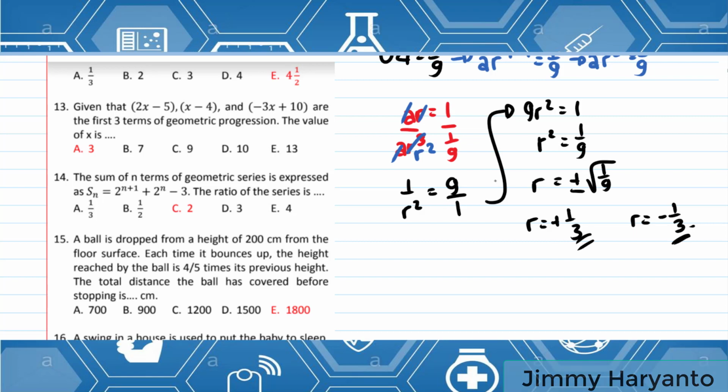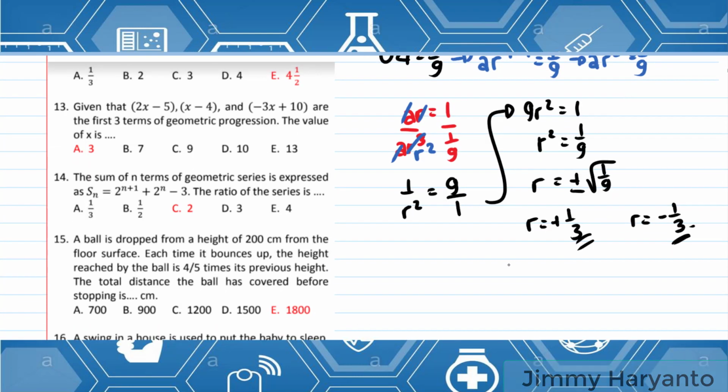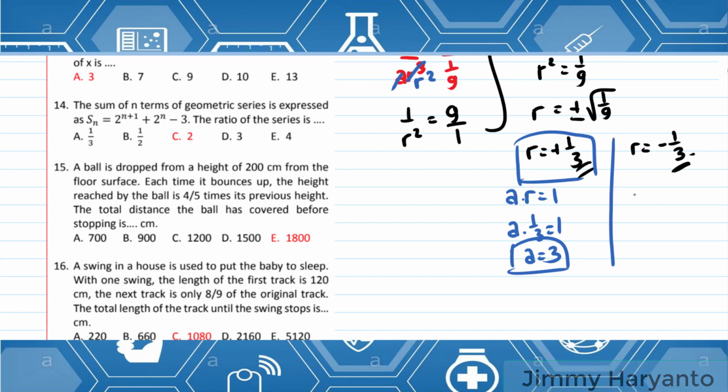There you go. And then for each of the r, we have to find the a. We can find the a using this one, ar equals 1. If we use r equals 1/3, we will get a times 1/3 equals 1. a equals 3. This is the first pair of a and r. For this one, I have ar equals 1. So I put negative 1/3 into the r. I will get a equals negative 3.